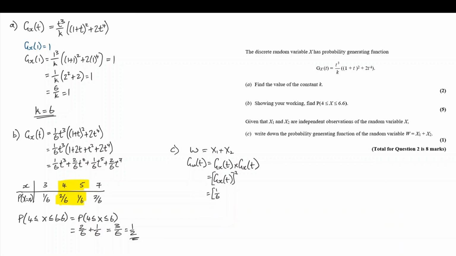So this expression that we have, 1 over 6 t cubed multiplied by the original bracket, that needs to be squared. And I hope you can see straight away that we're going to have 1/6 squared, so that's 1 over 36. T cubed squared gets us t to the 6. And I don't really need to process this bracket. I can just write the bracket as squared. And now this is good enough to be the probability generating function of W. Remembering that this is a 1 marker, we wouldn't be expected to now go ahead and expand and multiply to get it into polynomial form. This is fine.